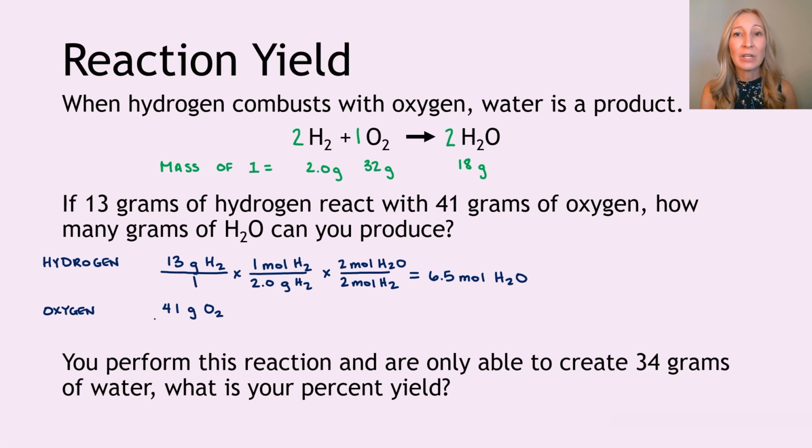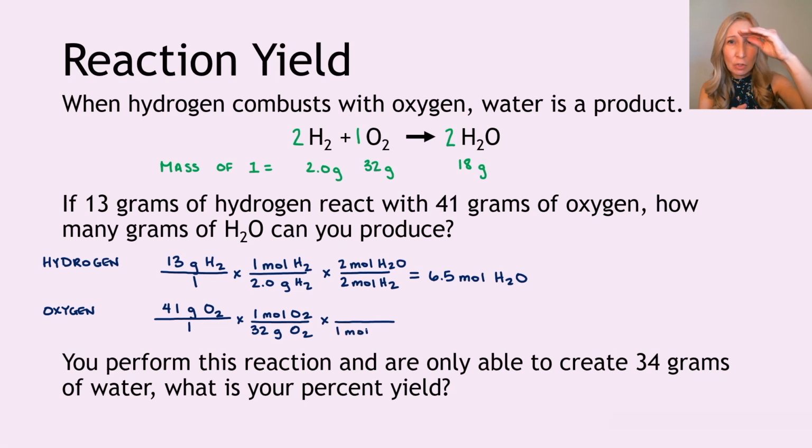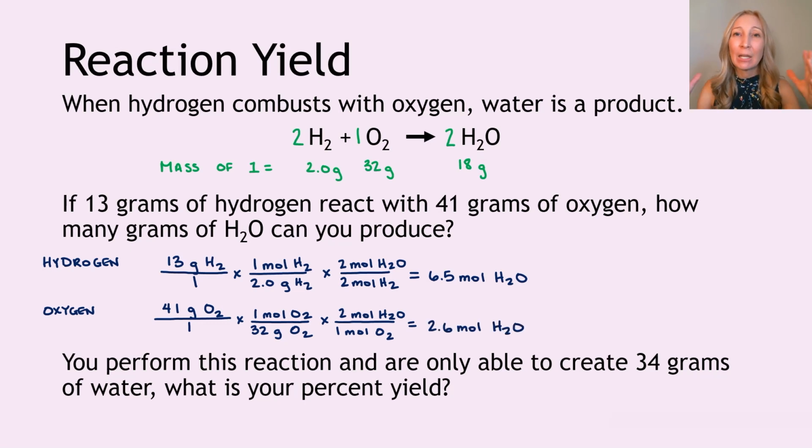We're going to start with 41 grams of oxygen. 1 mole of oxygen has a mass of 32 grams, and 1 mole of oxygen will create 2 moles of water, and that will give me 2.6 moles of water. Now, before continuing to the end, I can identify my limiting reactant. It's the one that produces the least amount of water, whether it be moles or grams. So oxygen is the limiting reactant with this quantity of ingredients, this ratio of ingredients.